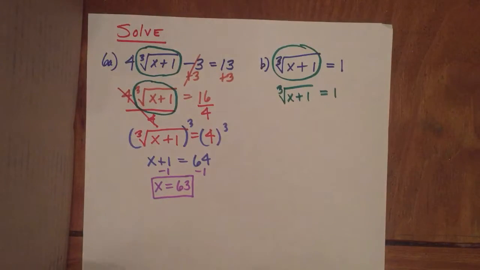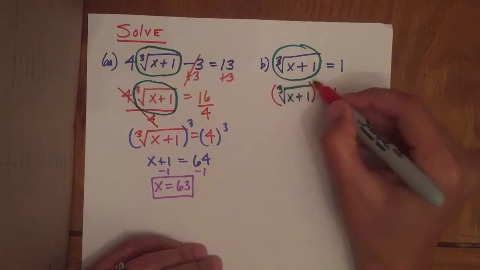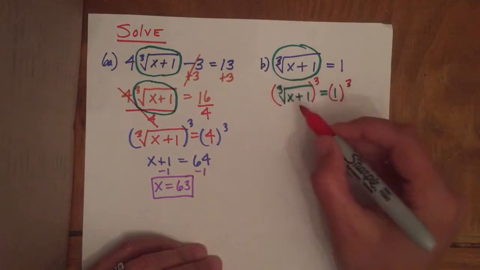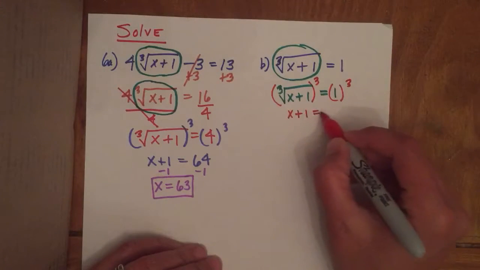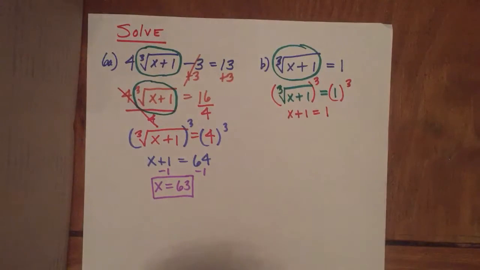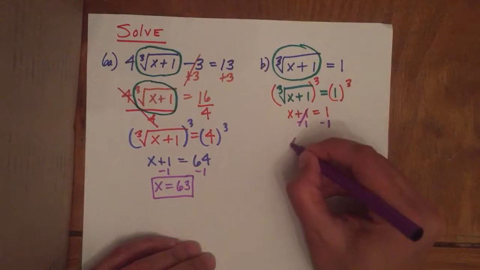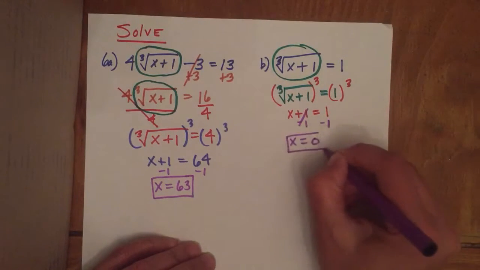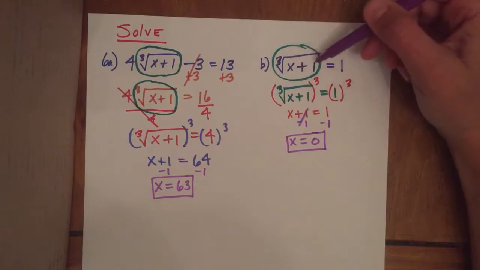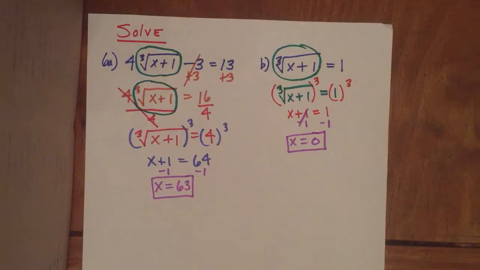So my next step is going to be to get rid of that radical sign. Again, you do the inverse operation. If it's a cube root, you're going to cube it. The cube of a cube root just leaves you with x plus 1, and 1 cubed is 1. For my next step, I'm going to solve for x by subtracting 1 from both sides. So x equals 0. If you want to check your answer, you plug the 0 back in. 0 plus 1 is 1, and the cube root of 1 is indeed 1. So we've got the correct answer.